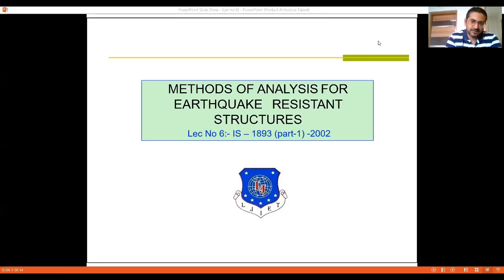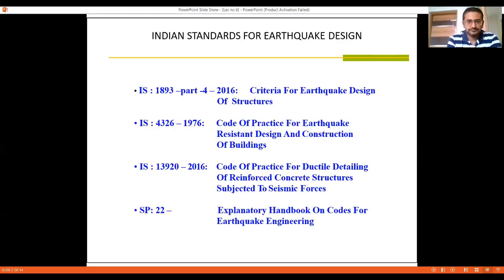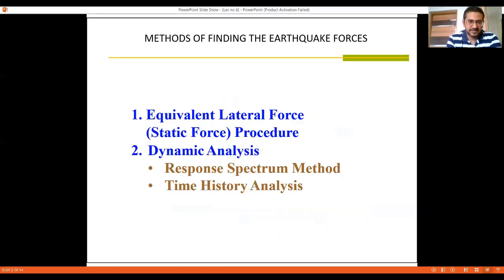So with that background in mind, today we start with the basics of different types of methods of analysis that are used for earthquake resistant design of structures. Again, just a reminder of the codes that we are using: IS 1893, IS 4326, IS 13920, and IS 22. IS 1893 is the important code for this lecture because the design philosophy and the method of analysis are proposed based on the philosophy of IS 1893.